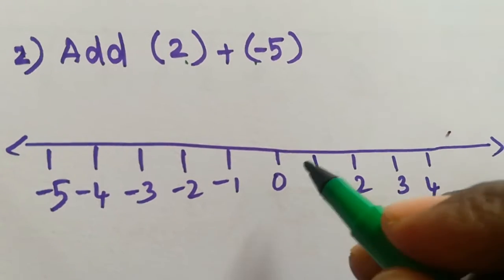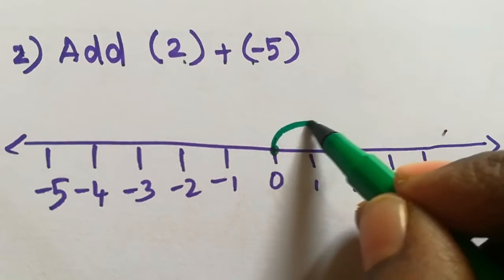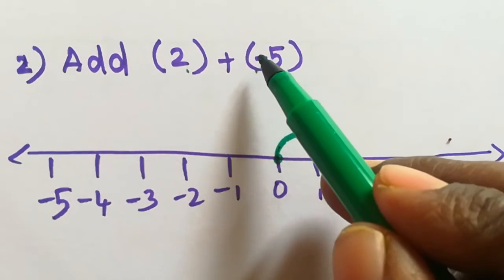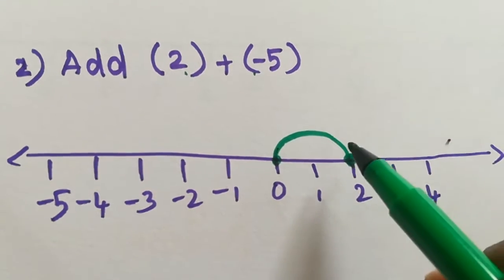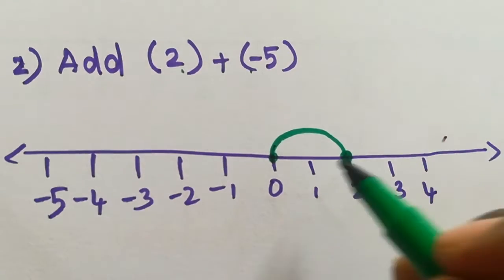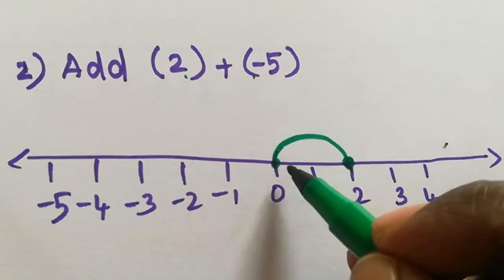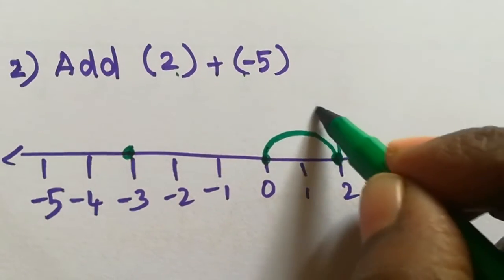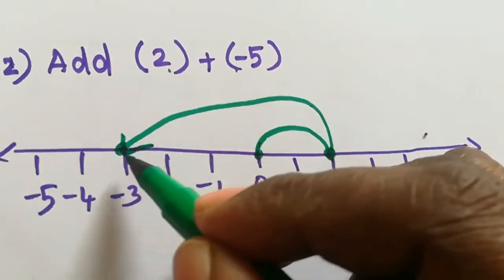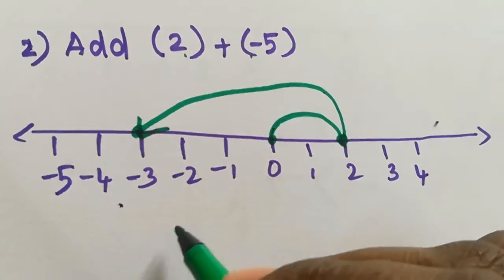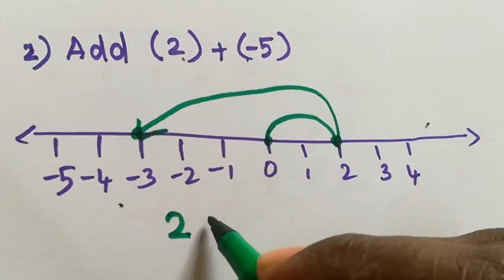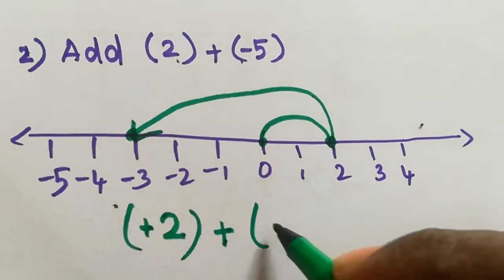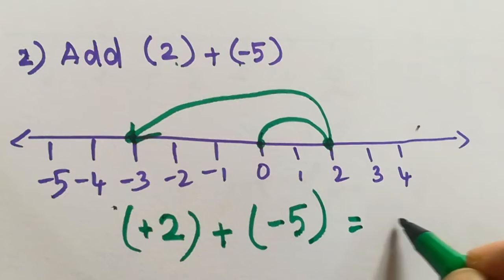So plus 2 means we have to start from 0. We have to move plus 2. And then minus 5. So you have to come backward, you have to step backward. So 1, 2, 3, 4, 5, from 2 we have to move 5 steps back. So what is the answer? When you add the positive integer 2 with the negative integer 5, what did we get? Minus 3.